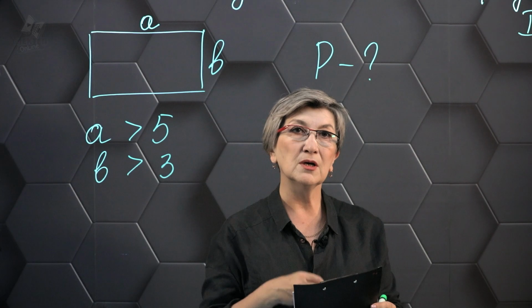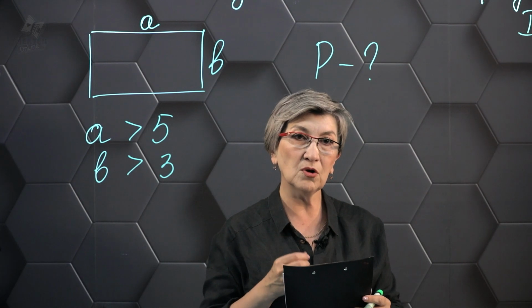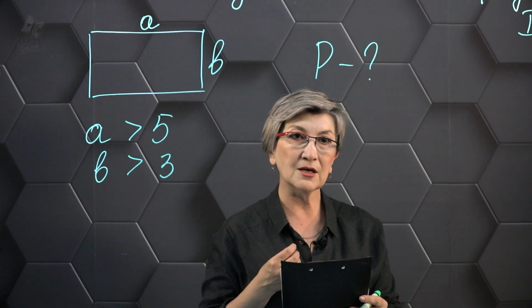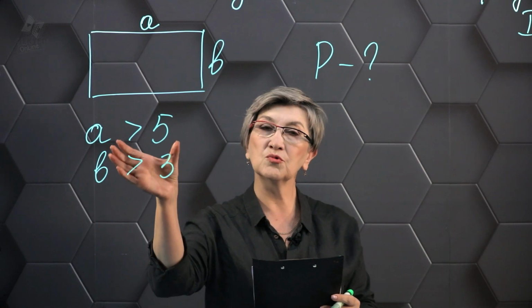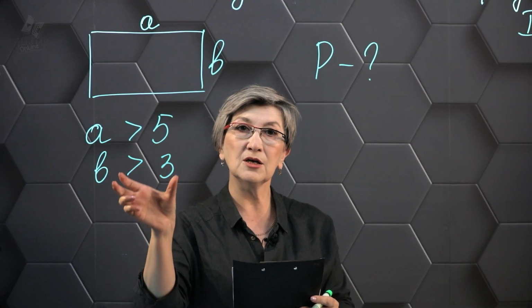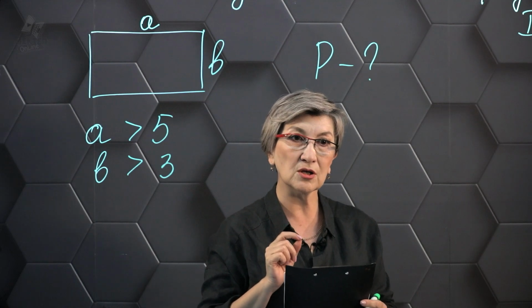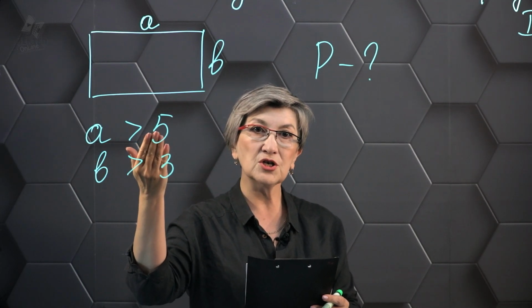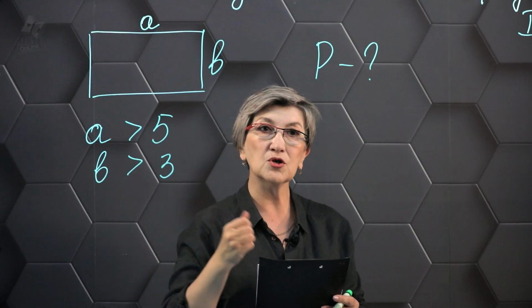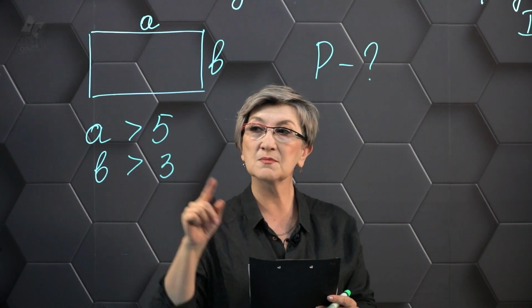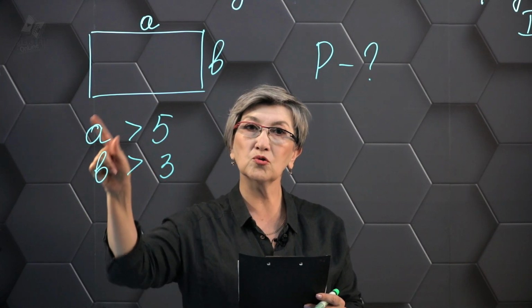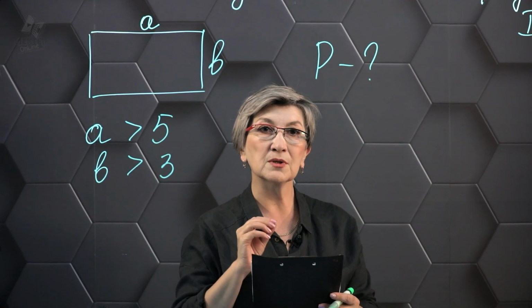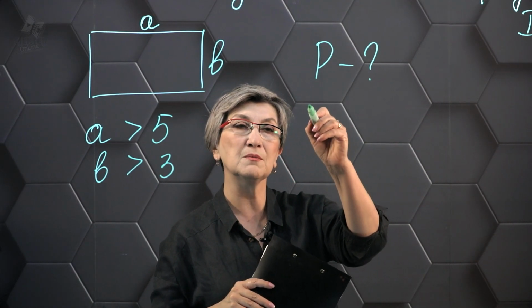To determine the perimeter of a rectangle, we will utilize the formula. But in our calculations, we knew the specific values for length and width. Yet in our case, the length is above 5, while the width is more than 3. But despite the fact that the conditions are given as inequalities, we can still find the perimeter value.